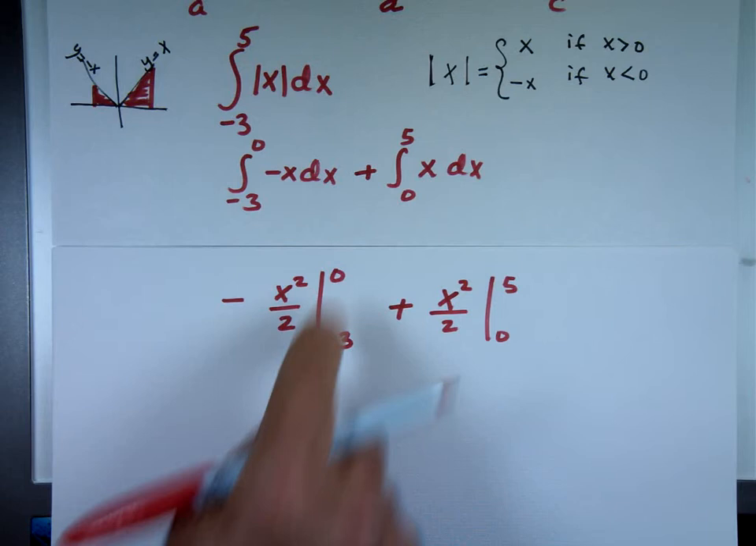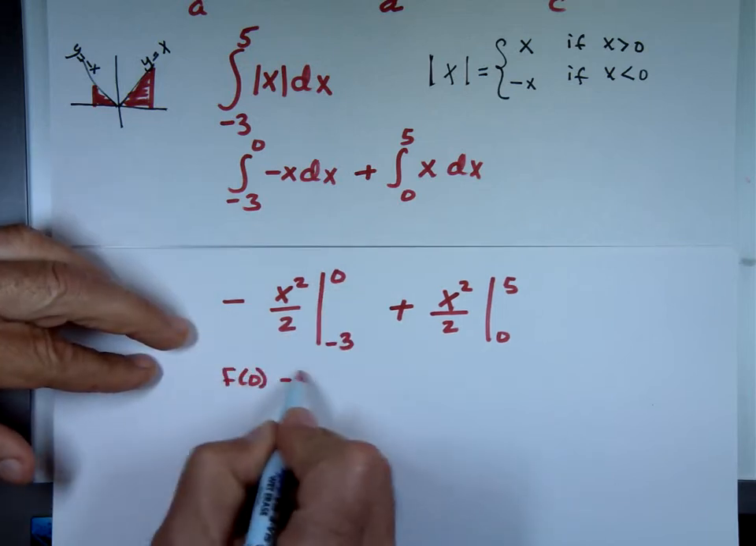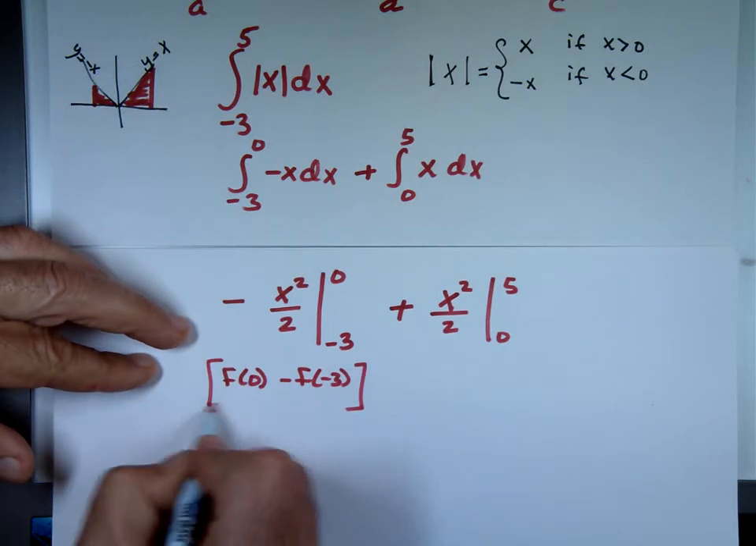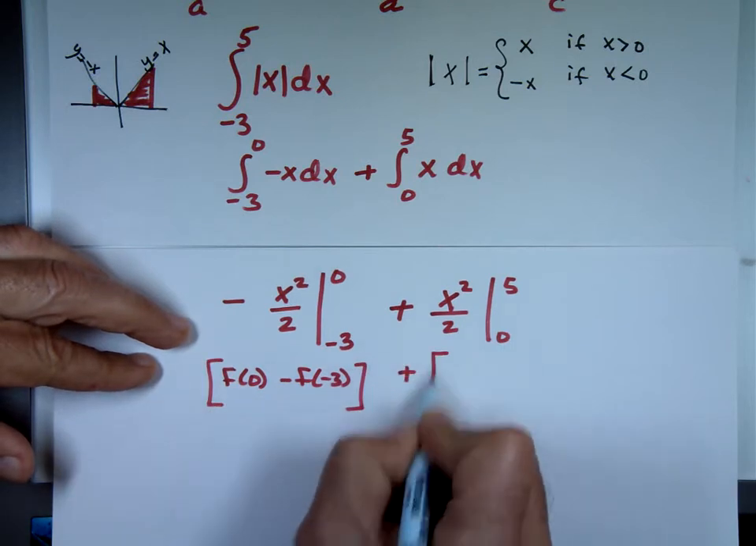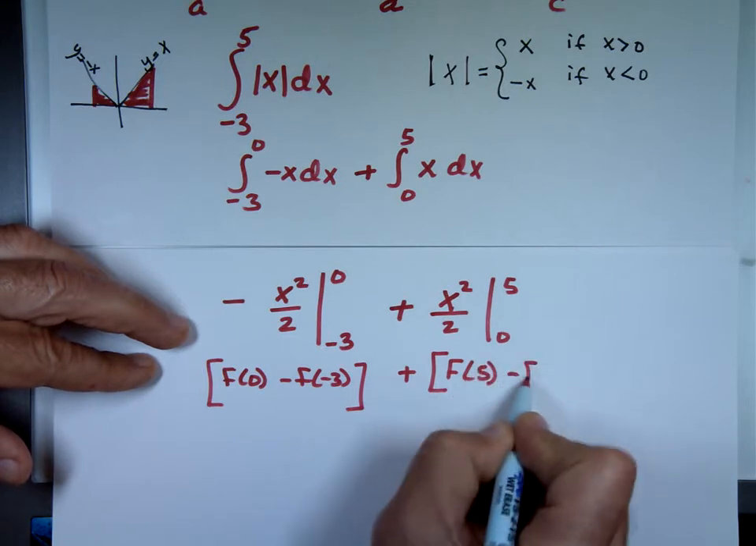So plug in the value at 0. For this one, it's going to be f of 0 minus f of negative 3. And for this one, it's going to be what? F of 5 minus f of 0.